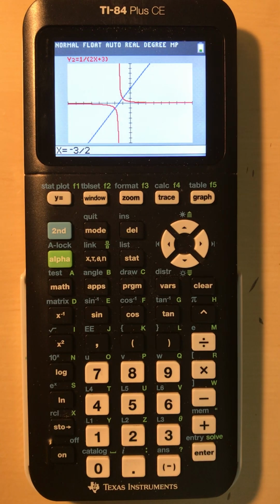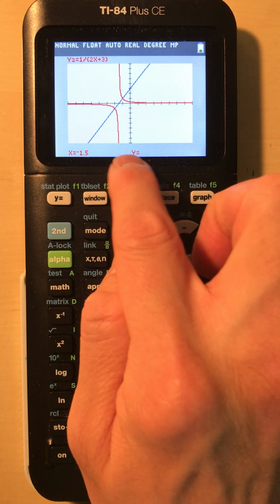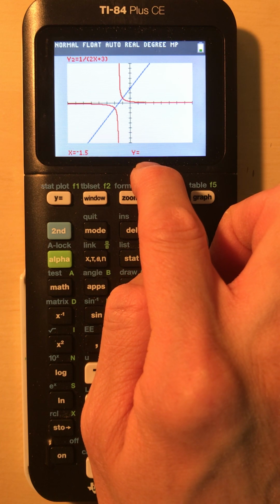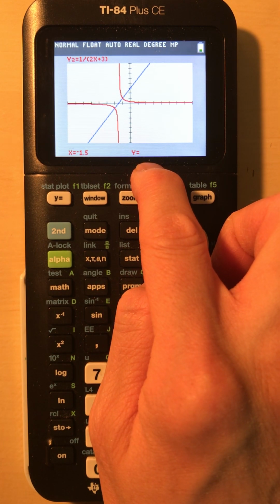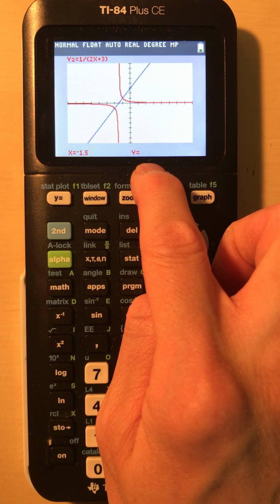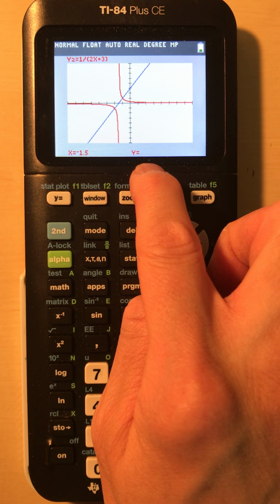What should you expect to get? We should expect to get no y value. And sure enough, no y value. Because remember, a value of x = -3/2 on the reciprocal function is actually a non-permissible value. So therefore, there is no y value possible for the reciprocal function.